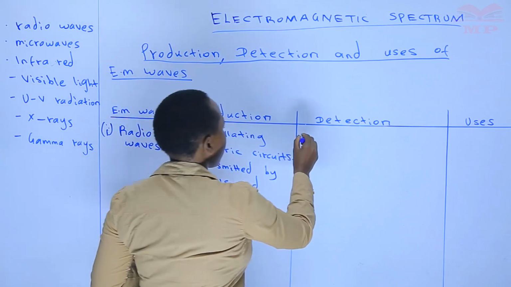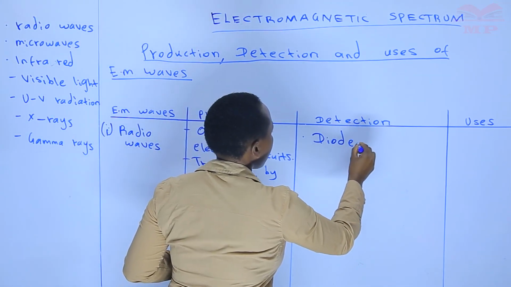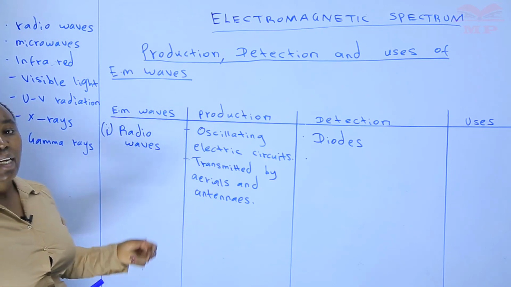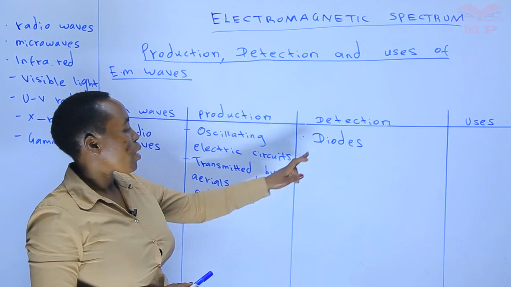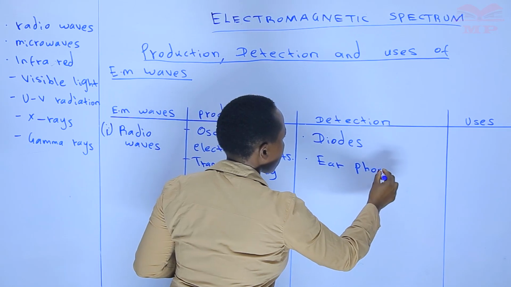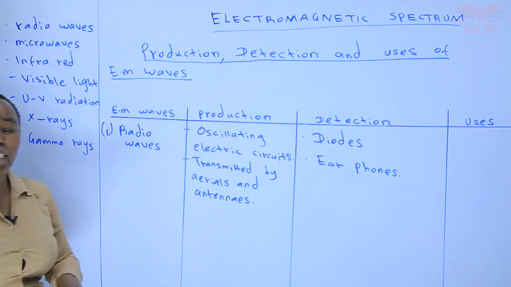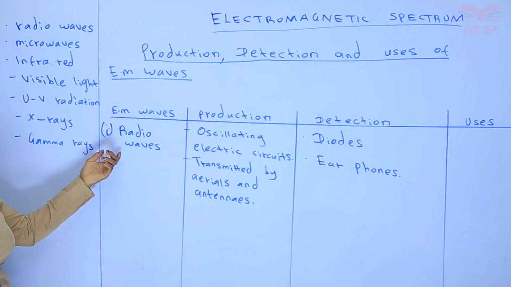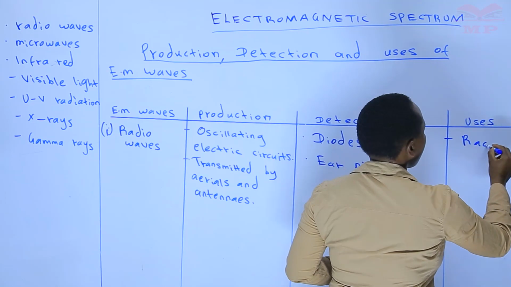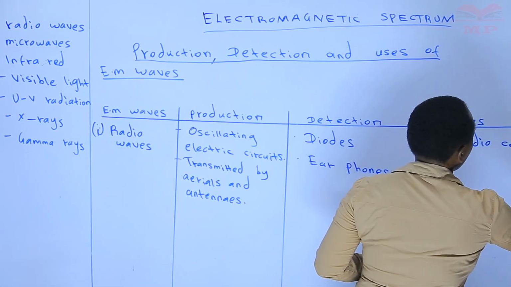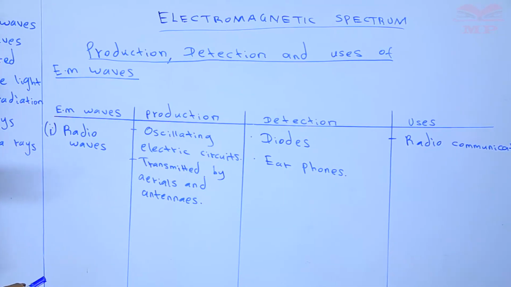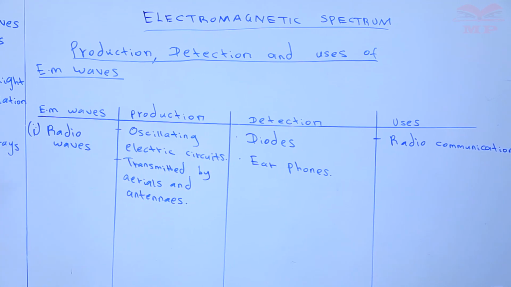And they are detected using what we call the diodes. In book 4, the last topic is on diodes, that is on electronics. They can also be detected by the use of earphones. What are the uses of the radio waves? They are used in radio communication. So that is on radio waves. Remember, we want to do a summary for all of them.